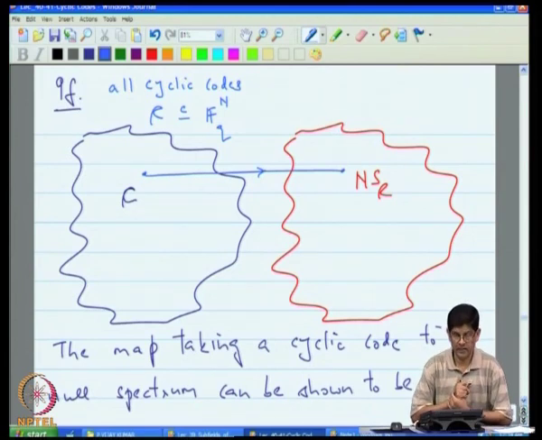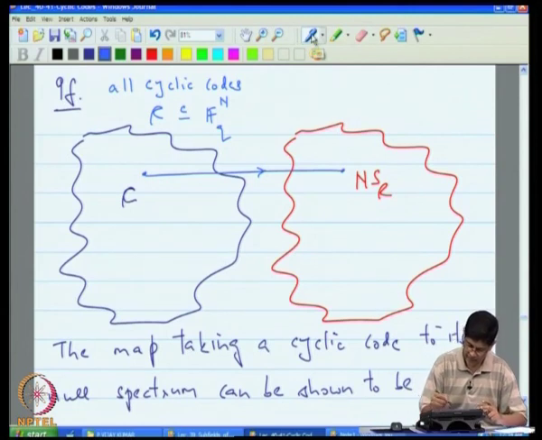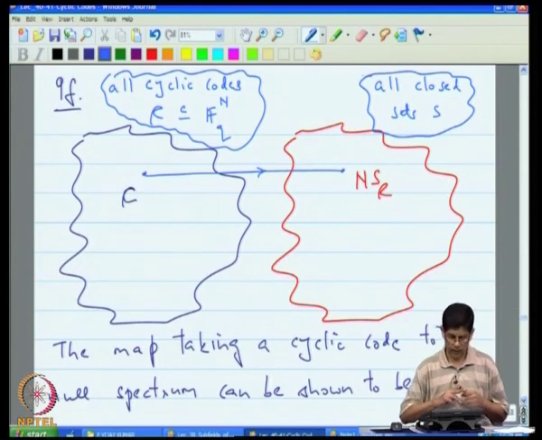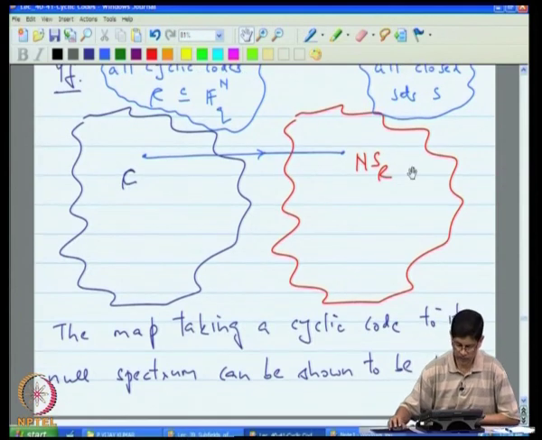By the way, just a reminder, whenever I say cyclic code, I will mean linear and cyclic. That is the common usage, so the linearity is sort of taken for granted. When you talk about a cyclic code, you really mean a linear cyclic code. And on the right side here, what I have is the collection of all closed sets.